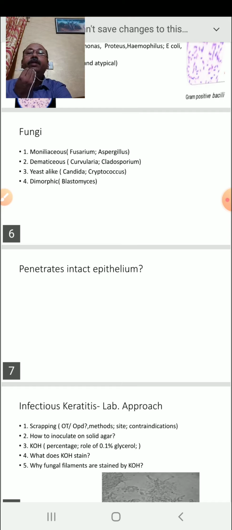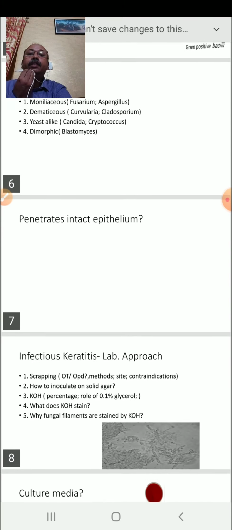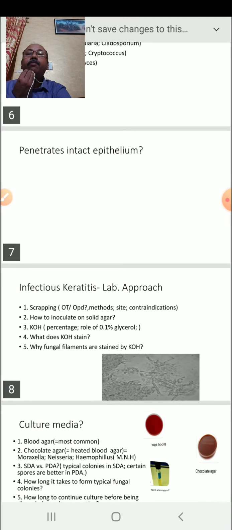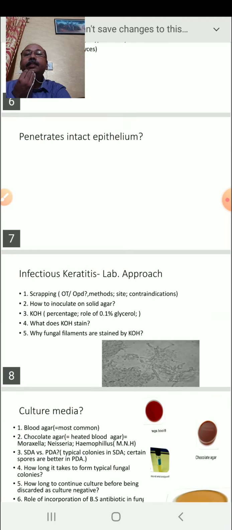Then we have the moniliform organisms. The prototypes are Fusarium and Aspergillus. These are the main subtypes of commonly encountered fungi causing fungal keratitis. Though there are some organisms that can penetrate intact corneal epithelium.